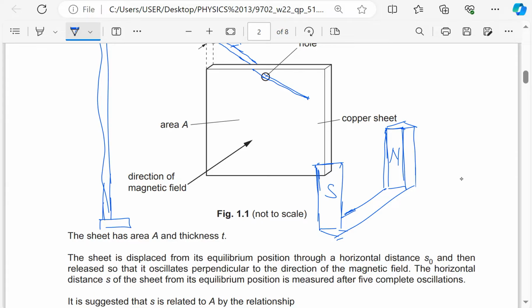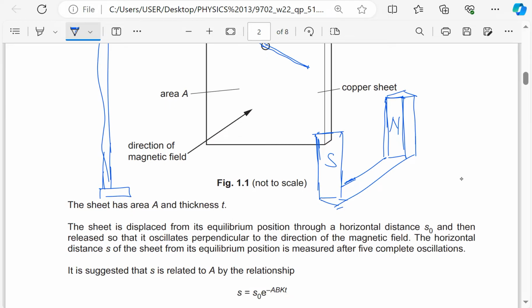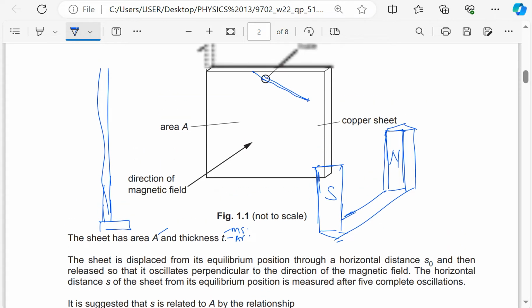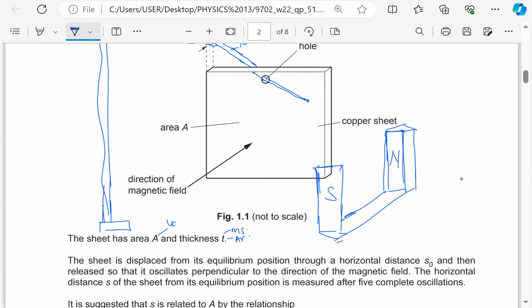Then, of course, the sheet has area A and thickness T. T being thickness, I'll use a micrometer screw gauge to measure T. Remember, for such a thickness, I'll repeat and obtain the average. Then A being the area, I'll measure the dimensions or the lengths, and I'll find the area from the length times the breadth. This could be using a ruler.